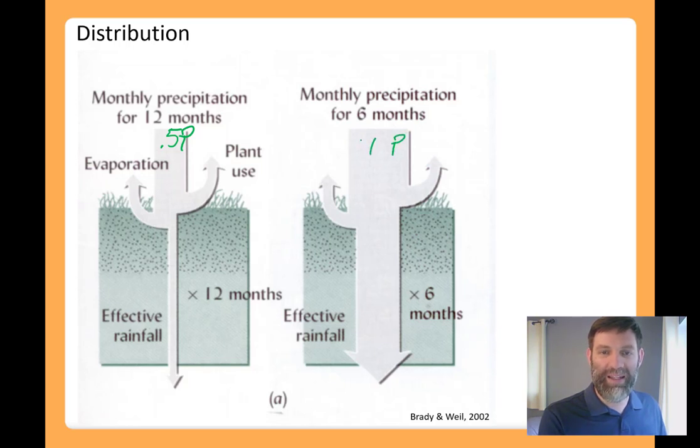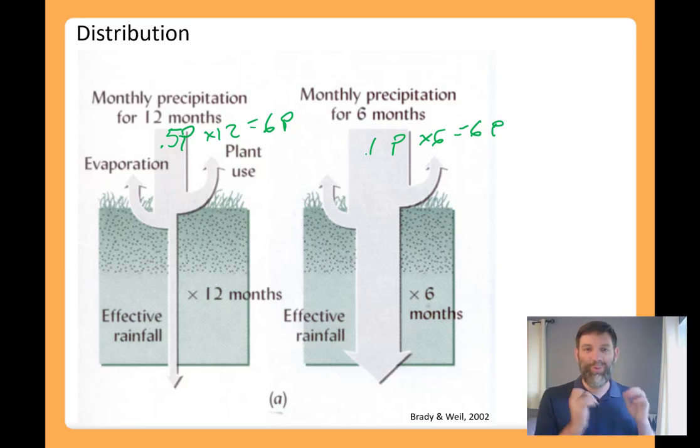So let's say 1p times 6 months, we've got 6p is our total precipitation. Whatever those units are here, 0.5 times 12, also 6p, right? So the same total rainfall. But on the left, it's falling all year long, but half as much in the wet months. On the right, it's only falling for half of the year, but those wet months are twice as wet.